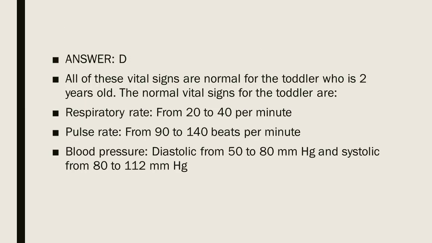Answer, D. All of these vital signs are normal for the toddler who is 2 years old. The normal vital signs for the toddler are respiratory rate, from 20 to 40 per minute. Pulse rate, from 90 to 140 beats per minute. Blood pressure, diastolic from 50 to 80 mm of mercury and systolic from 80 to 112 mm of mercury.